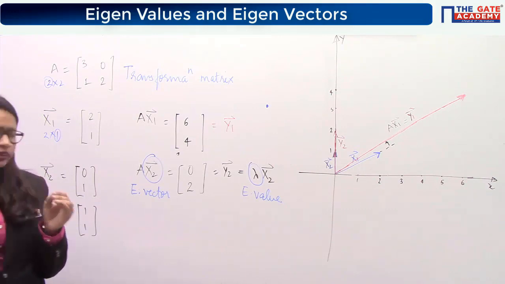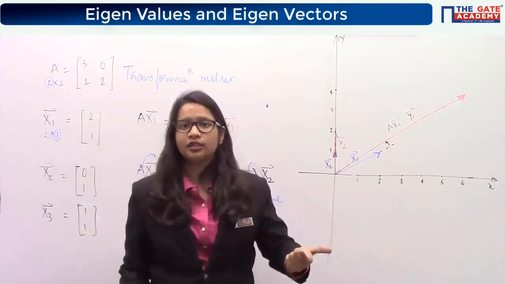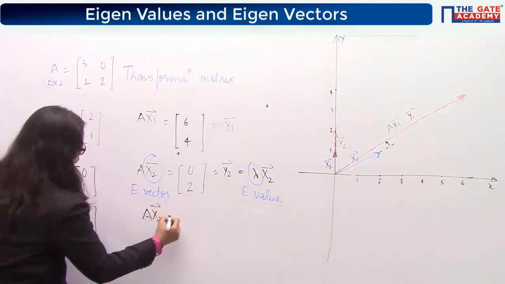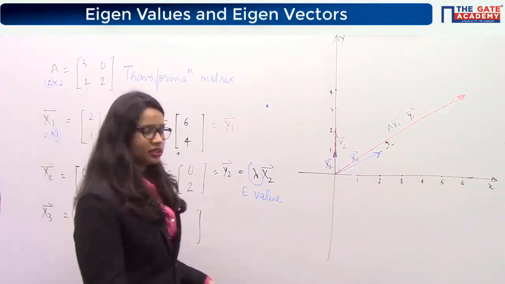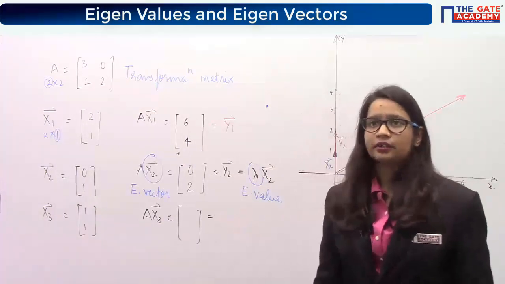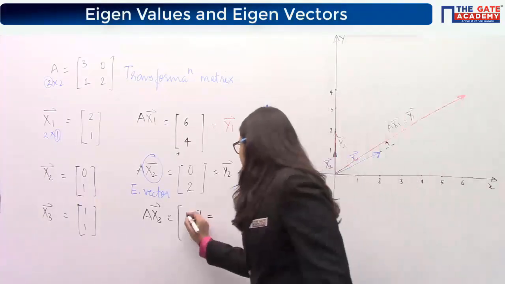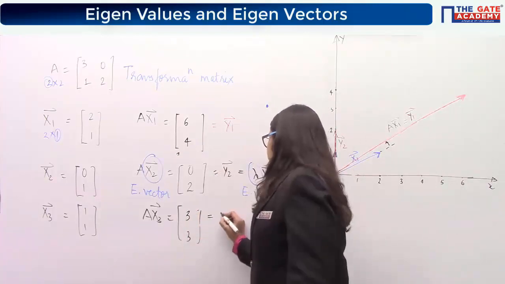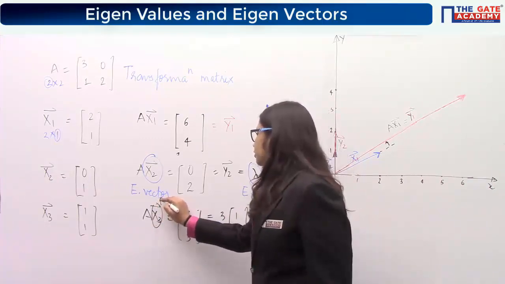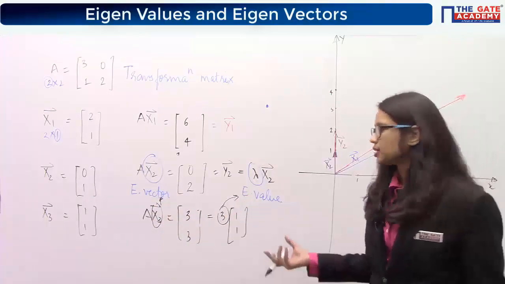Now the question is, is there only one such vector in which the transformation results in a multiple of the same vector? No. If you take this x3 also and multiply it with the transformation matrix, what are you getting? Yes, 3, 3. It is nothing but 3 times your 1, 1, which means your x3 is again an eigenvector and the corresponding eigenvalue is 3. The magnitude by which the vector has stretched is 3.